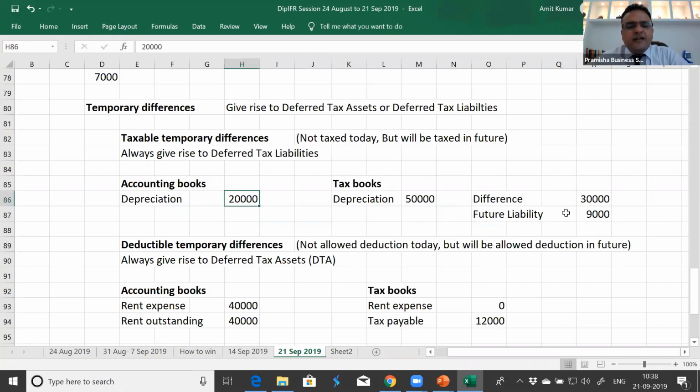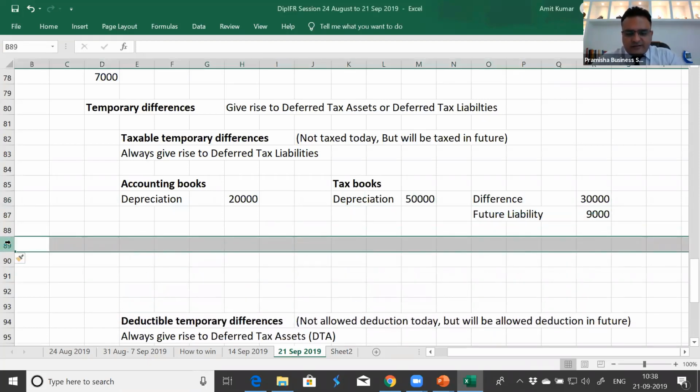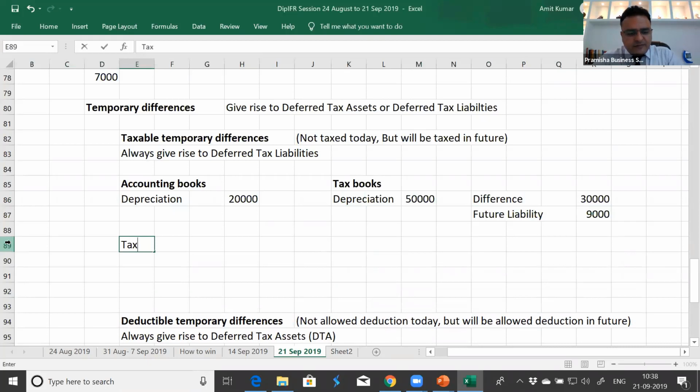According to us, we deducted an expense of 20. But they are allowing a deduction of 50 from the income. 50 from the income means our tax liability reduces by 9,000 today. Our tax liability reduces by 9,000 today means what? We'll be liable to pay this tax in future. If you are liable to pay this tax in future, we need to be prepared. What is that preparation known as? Tax expense.